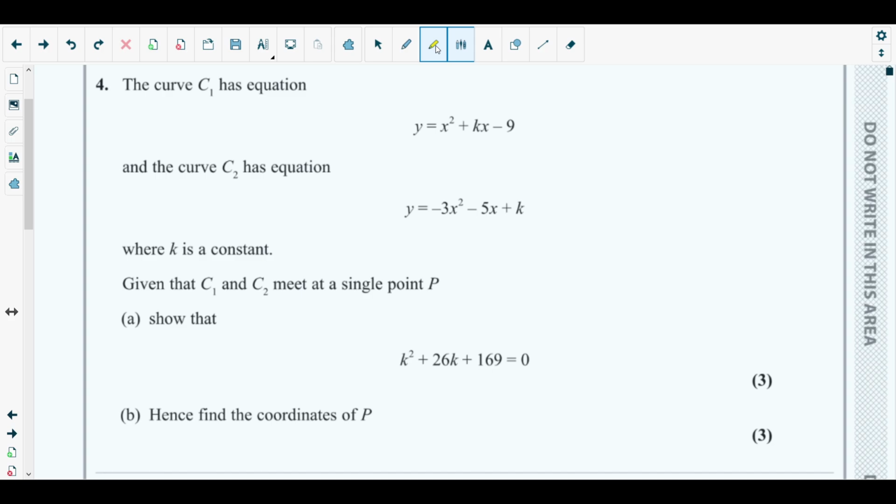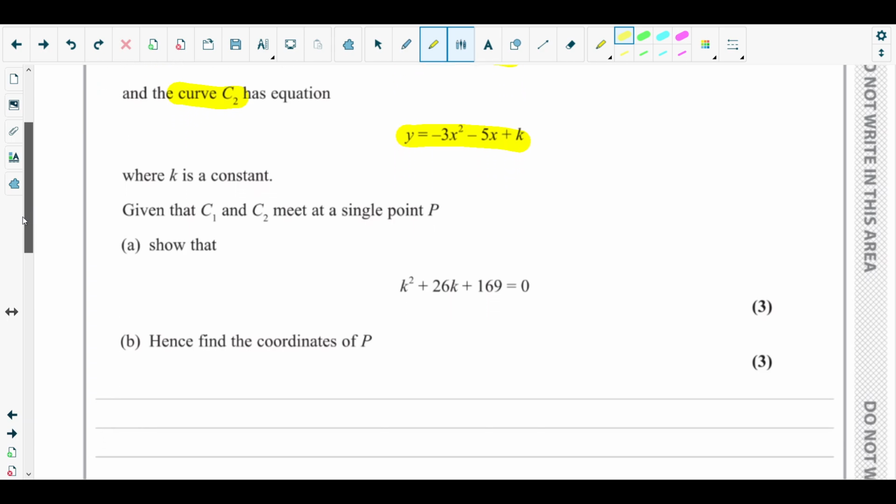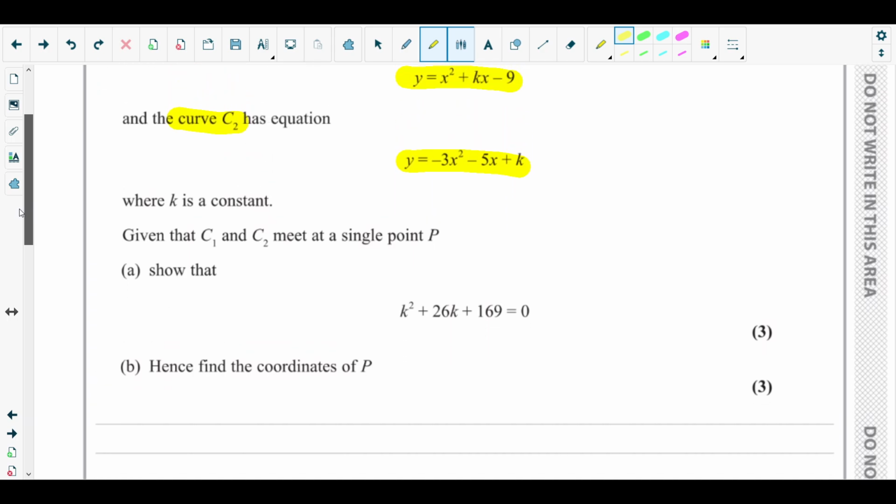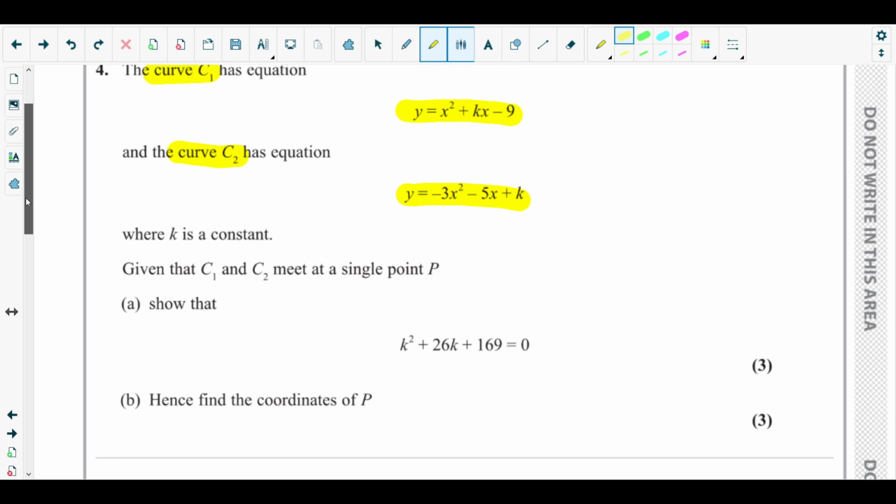At first, the curve C1 has equation y equals x squared plus kx minus 9. Fine, we know the equation for curve C1. And another curve, C2, has equation y equals negative 3x squared negative 5x plus k, where k is a constant. Given that C1 and C2 meet at a single point P. C1 and C2 are intersecting each other at point P. That means point P is a common point on the curves C1 and C2.